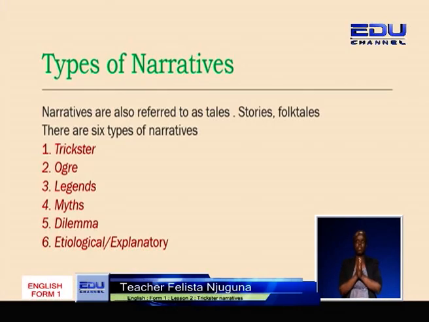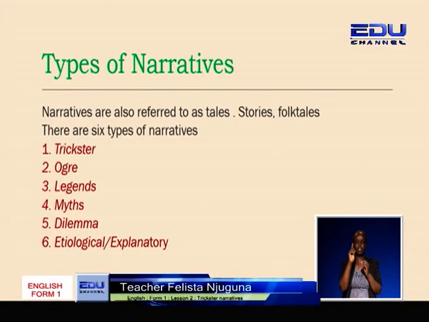So trickster is one of the narratives in our syllabus. There are many other types of narratives, and we use various words to refer to narratives. We can call them tales, we can call them folk tales, and if they involve animal characters, we use the term fables. So there are 6 types of narratives. These are tricksters, ogre narratives, legends narrative, myths narrative, dilemma narratives. Number 6, we have etiological, or variously referred to as explanatory narrative.